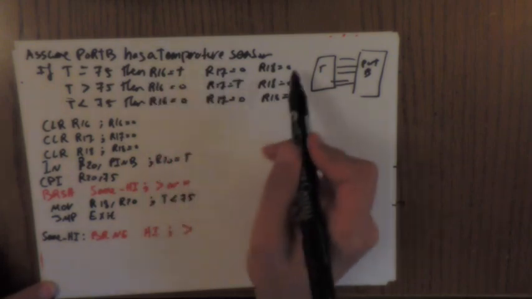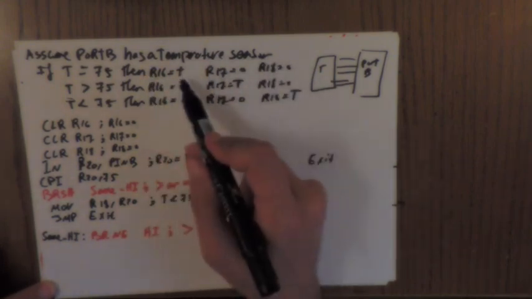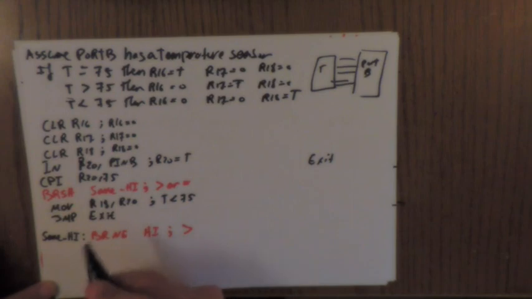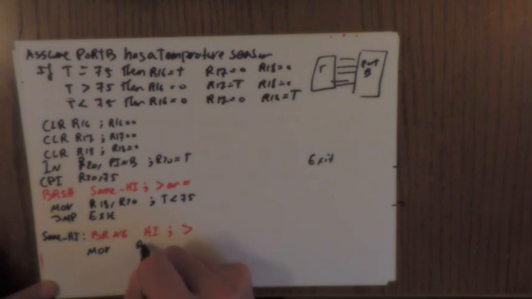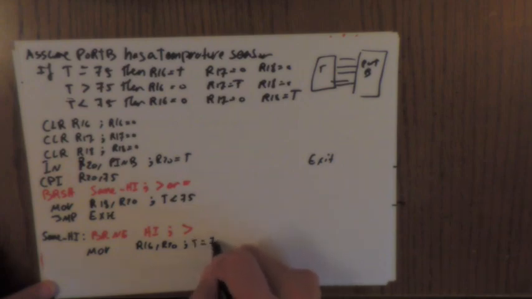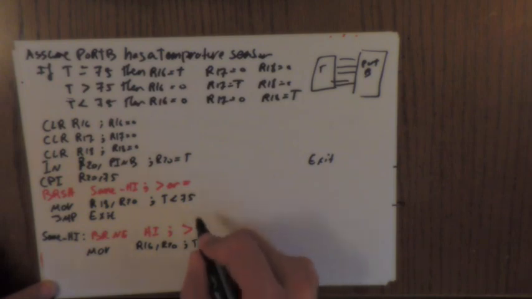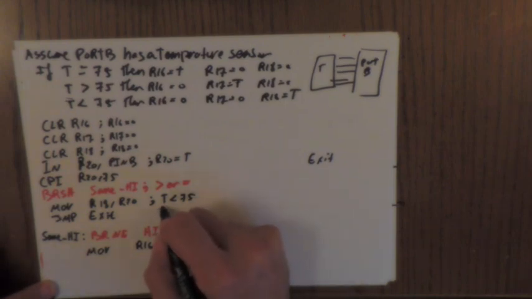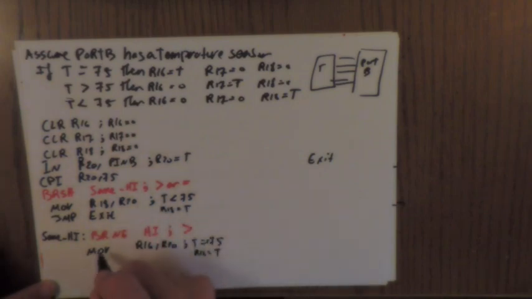This means I'm in this domain where R16 should be equal to 75. So I will do move R16, R20. So this means T equals 75. This is the case where T equal 75 and R16 equal T. Here we have R18 equal T, and of course I do jump exit.